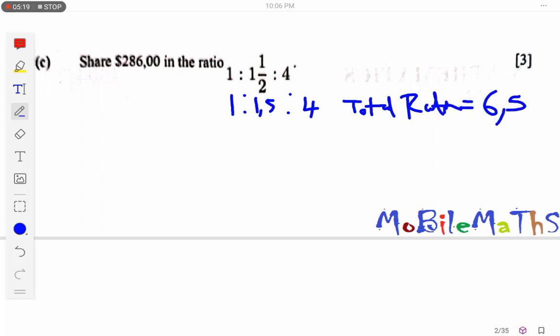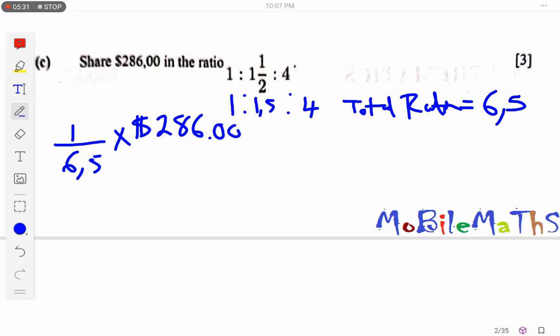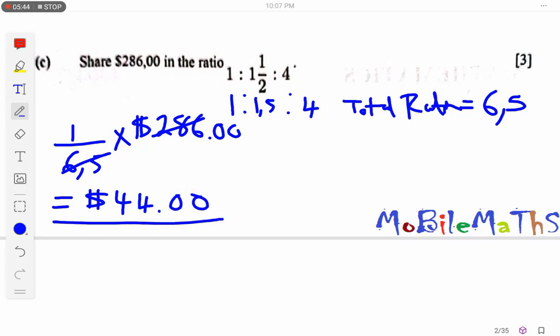Okay. Now to get the amount for one ratio there, I can say 1 over the total ratio, which is 6.5, times the amount, which is $286. So I'm going to get 6.5 into 286. I'm getting myself $44. Okay, so this is the amount for the ratio of 1.